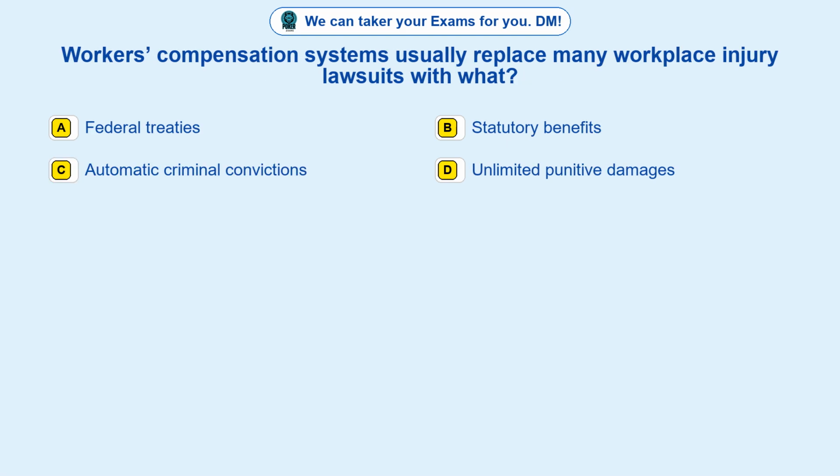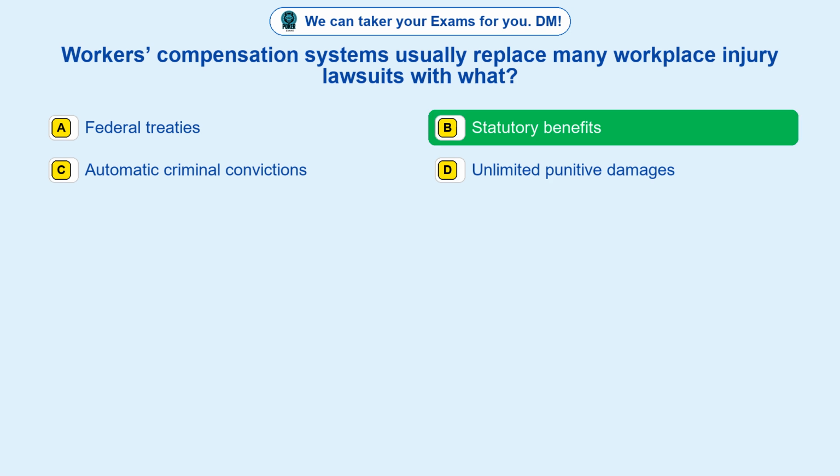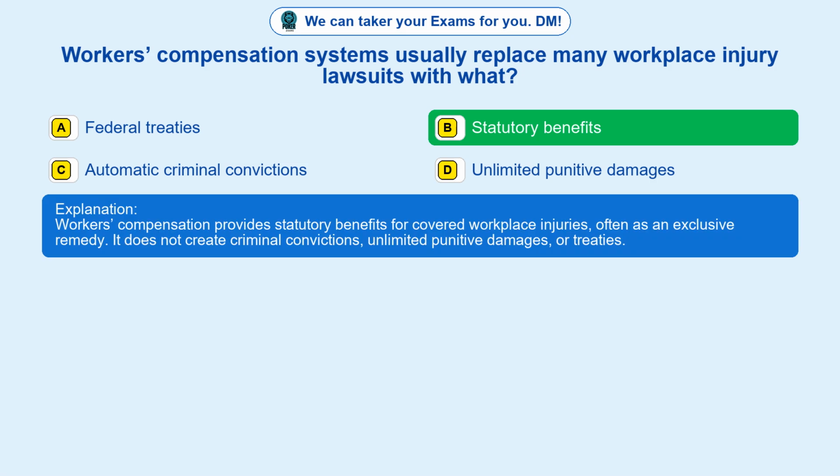Question 72. Workers' compensation systems usually replace many workplace injury lawsuits with what? Option A. Federal treaties. Option B. Statutory benefits. Option C. Automatic criminal convictions. Option D. Unlimited punitive damages. The correct answer is option B. Statutory benefits. Workers' compensation provides statutory benefits for covered workplace injuries, often as an exclusive remedy. It does not create criminal convictions, unlimited punitive damages, or treaties.